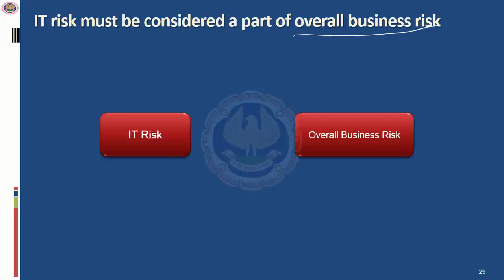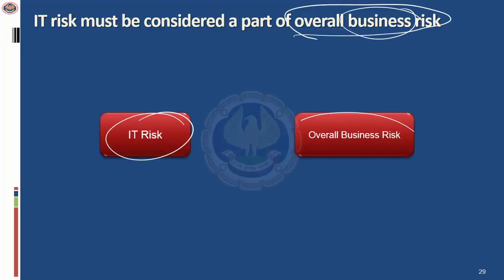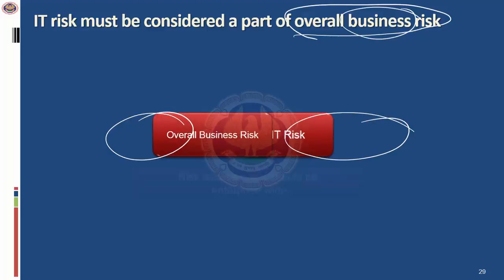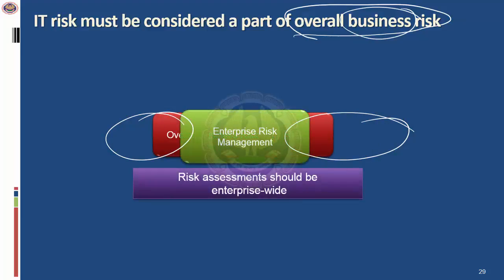When you're doing risk management, you need to keep in mind the business context. So risk management has to be done from a business perspective. What is the impact on the business? So you have the IT risk and you have the overall business risk, and these both merge together. Now look at this. And this is where you have something called enterprise risk management. And when you're doing risk management, ideally, the risk assessment should be done enterprise-wide.